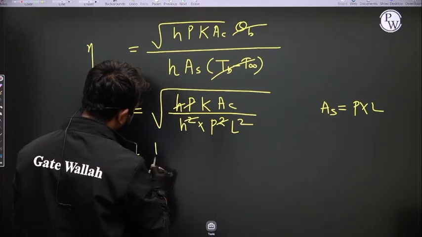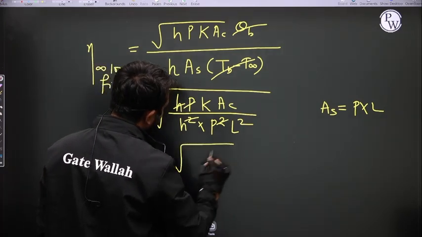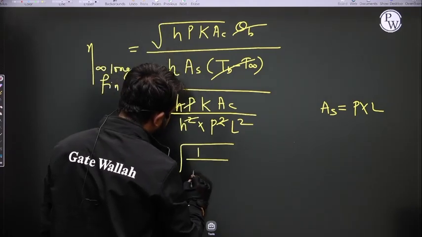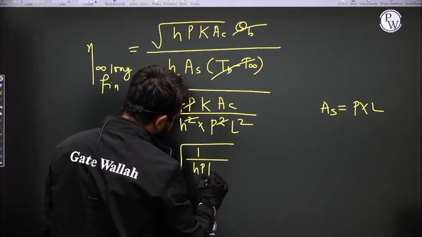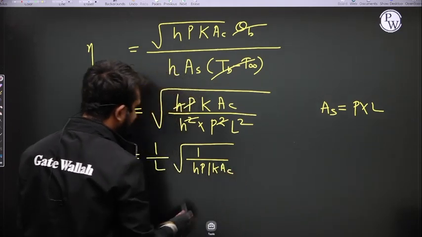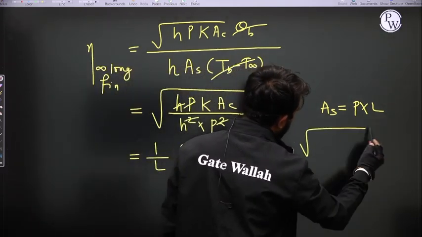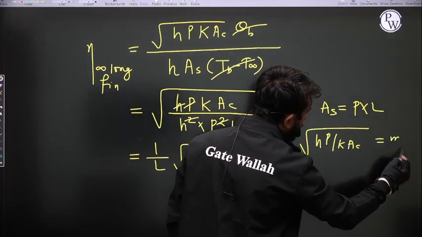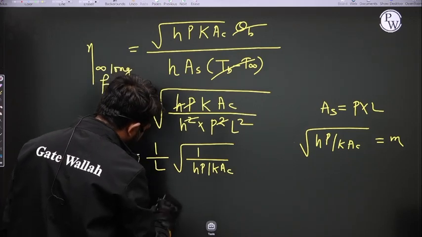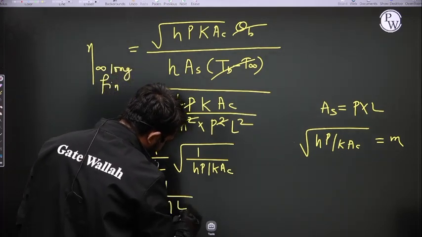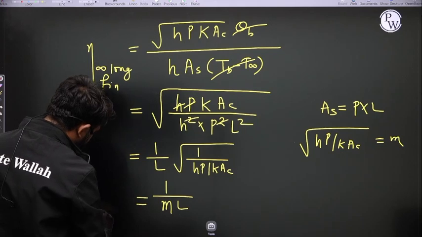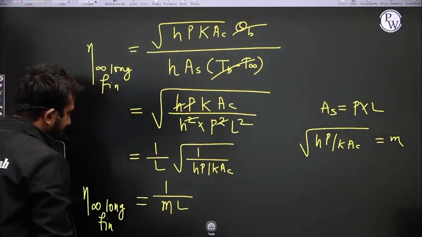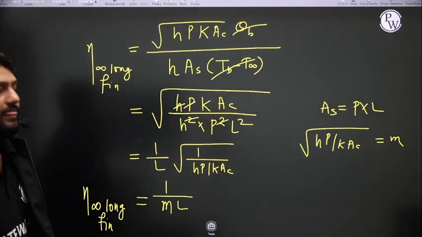So that is 1 by L, and that is root over 1 upon HP by KAC, and root over HP by KAC is equal to m. So ultimately what you are getting is 1 upon mL. This is the efficiency of the infinitely long fin, right?